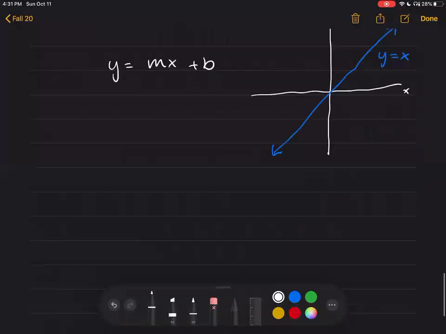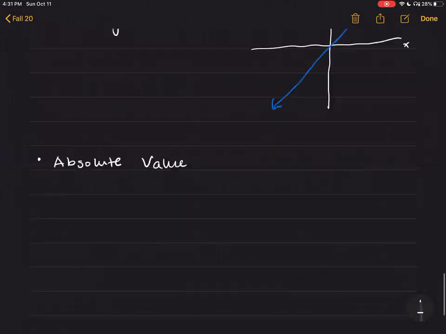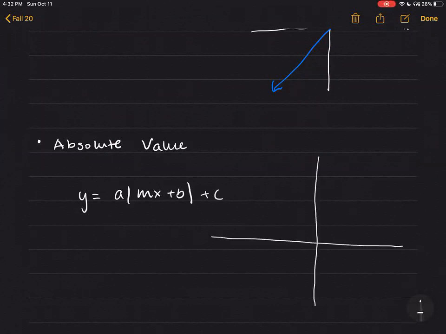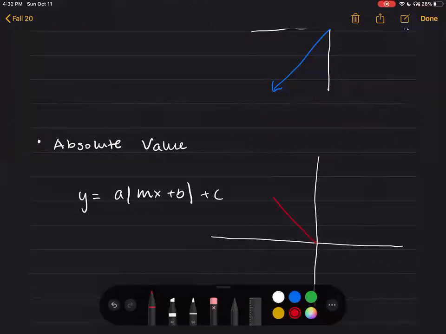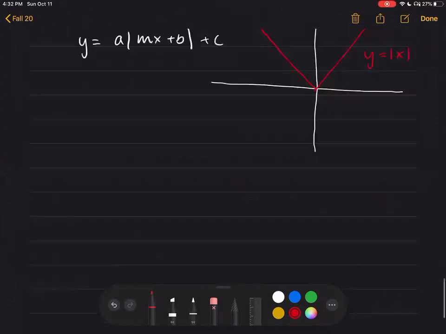The second one that you're going to want to know is absolute value. And absolute value, the equation will look something like this here. Again, we'll go over these sort of things in more depth later on. And absolute value equations usually look like a V shape. So this would just be y equals absolute value of x. The V does not have to be pointing up. It can also be pointing down. So bear that in mind when you're dealing with absolute values.